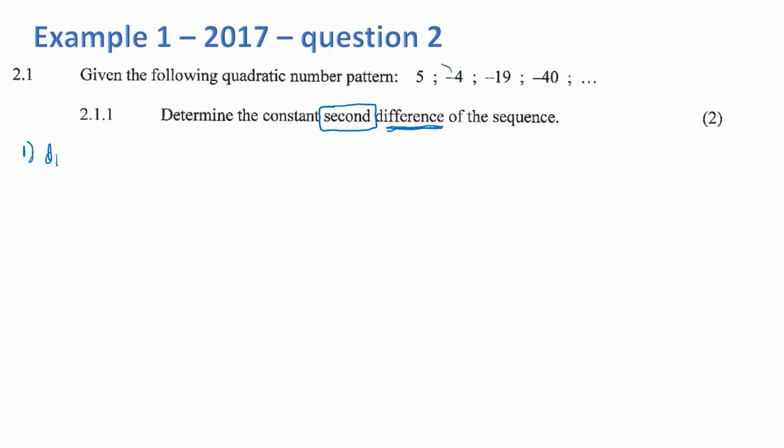This is the difference between the first and the second entries of the series. D1 equals the second term minus the first term. So that'll be minus 4 minus 5. And that's just minus 9. Right?